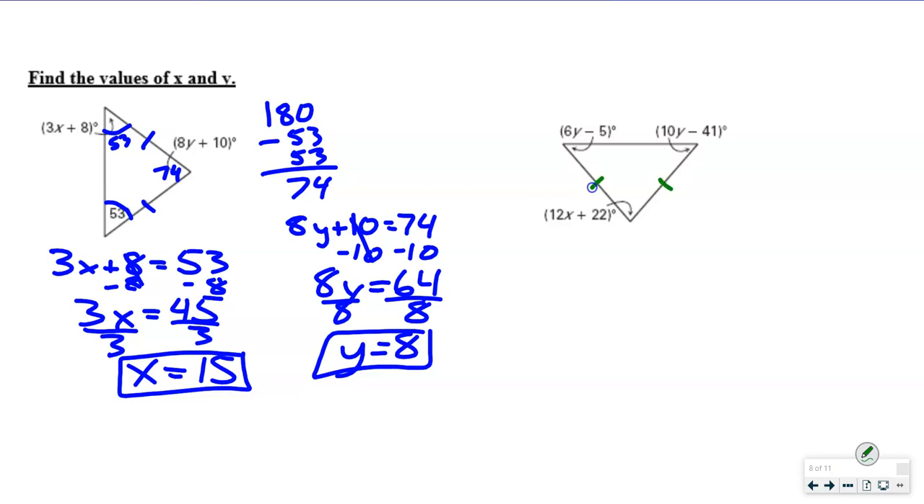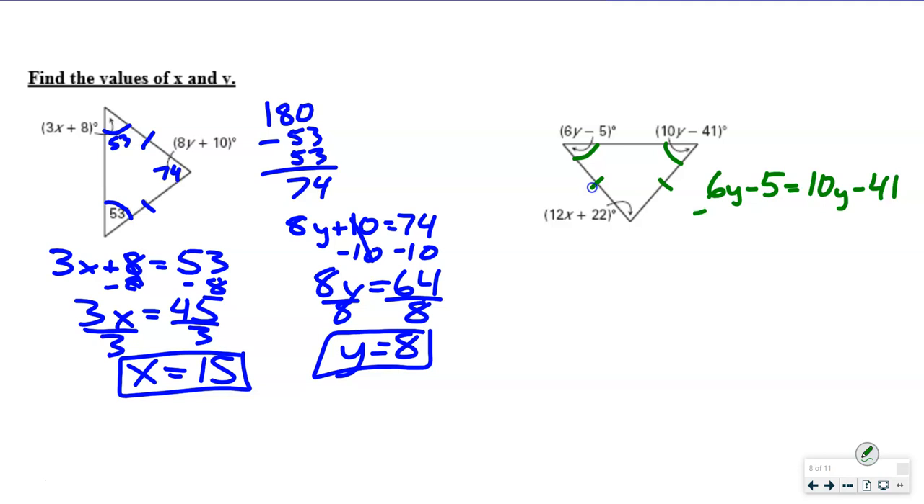congruent. So think about which two angles need to be congruent. Remember, not the one that's in between those two sides. So it's the two that are on top this time. So our two y's. So I know that 6y minus 5 equals 10y minus 41. And I'm going to start with my y's because I can solve for that pretty easily. And I need to know what these angles are to be able to find x. So I need to solve for y first in this case.